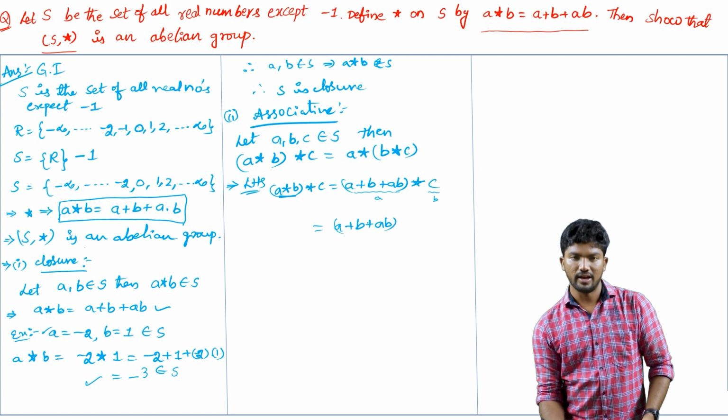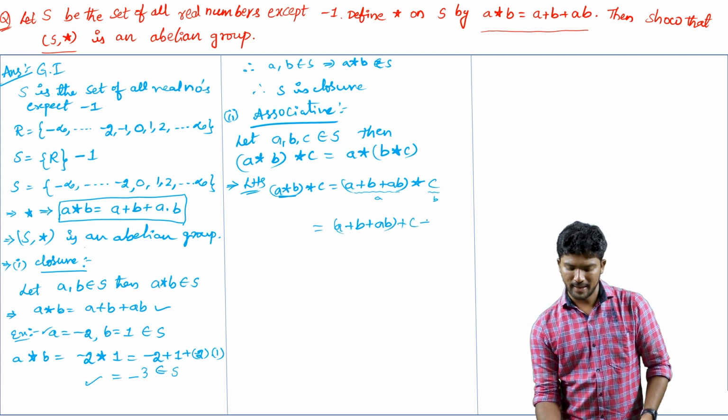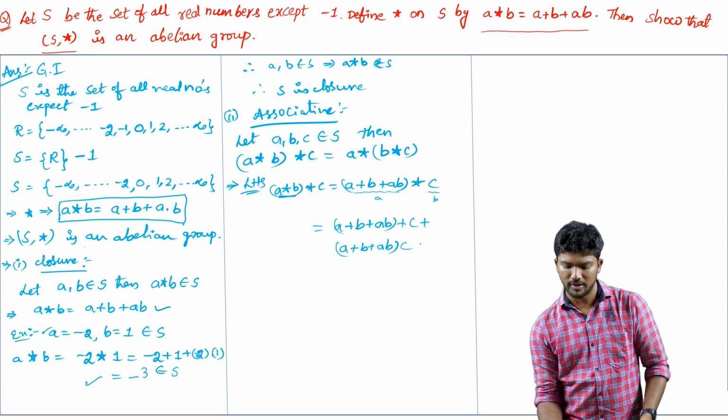This is the only A value. Plus, in place of B we have C plus A into B. What is the A value? A plus B plus AB. This is the A value. And what is the B value?